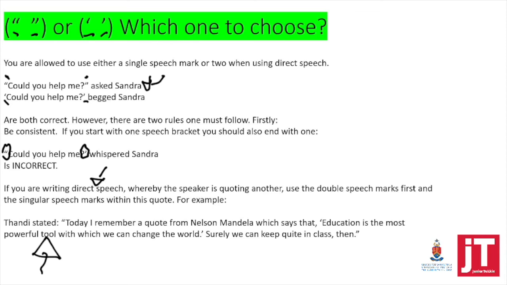"Surely we can keep quiet in class then." Quiet! Oh my goodness. Okay, not quite. Quiet. "Let's keep quiet in class then."